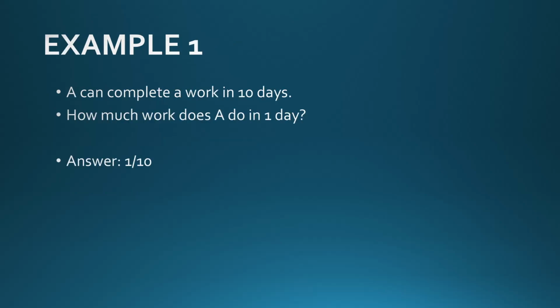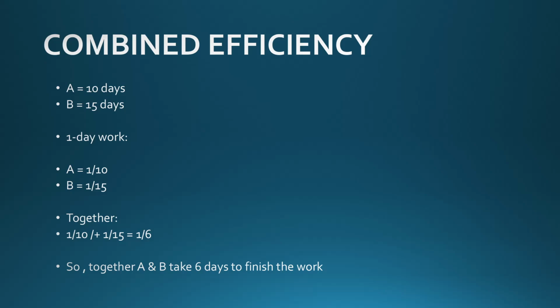Now let's look at a simple example. A can complete a work in 10 days. How much work does A do in a day? A finishes the whole work in 10 days. So in one day, 1 by 10th of the work will be completed. Very simple. Now let's look at two people working together.